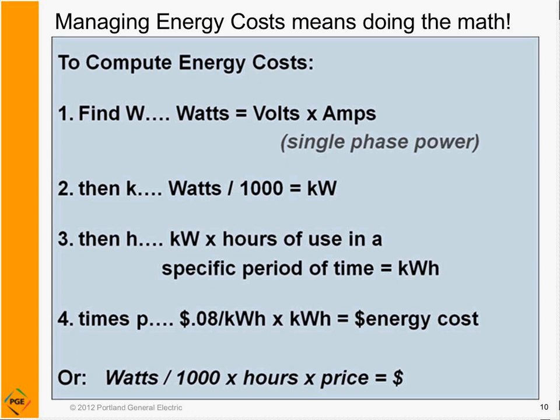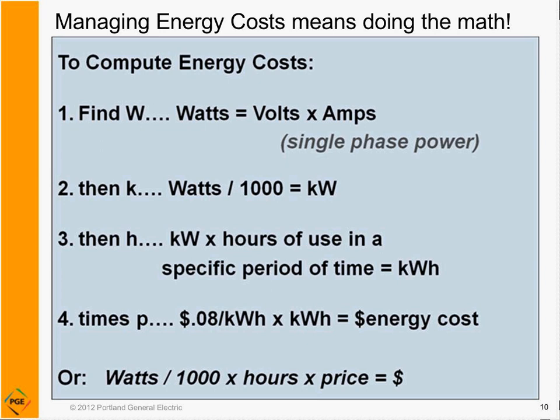Then the K. That's an easy one. Divide by 1,000 because your bill is going to be in kW. Then the H, and this is the one that is often the most difficult: how many actual hours of use does this system run during the month that you're trying to estimate? If you have those, then the only thing missing is the price.